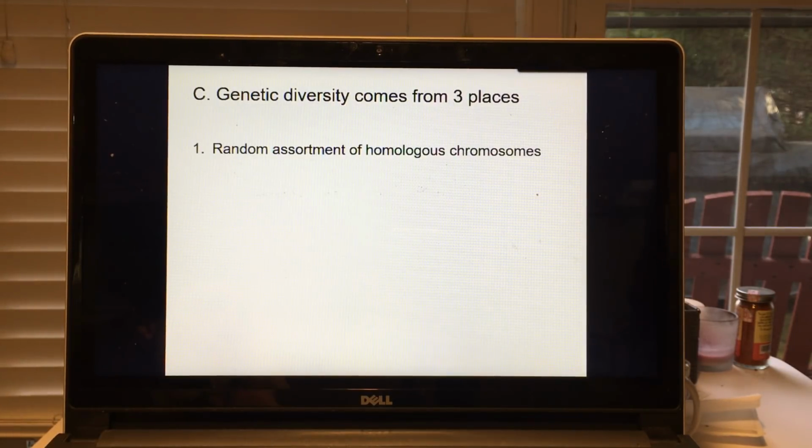So the first one is random assortment of homologous chromosomes. The second one is crossing over. And the third one is random fertilization. Now we're going to do some activities that will bring home the point of random assortment and crossing over.